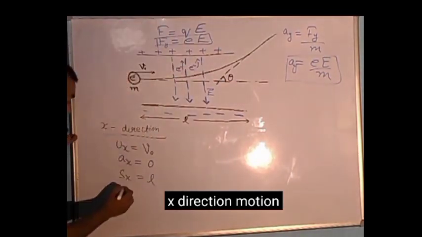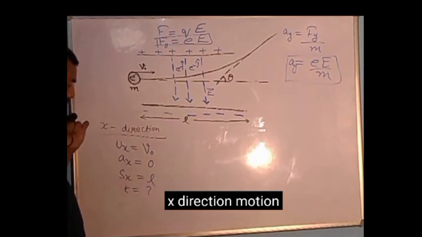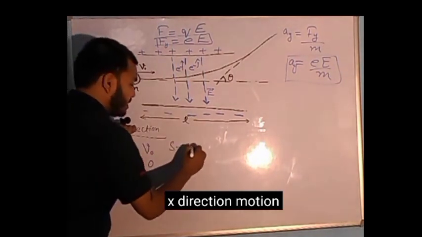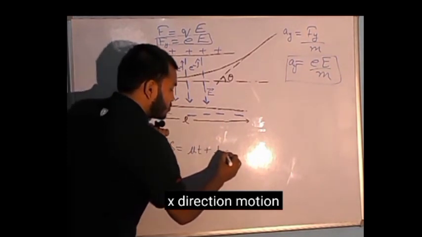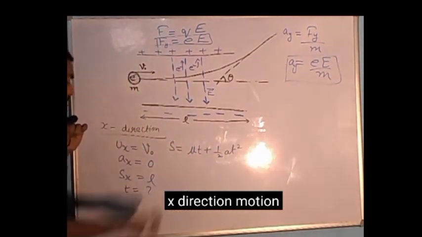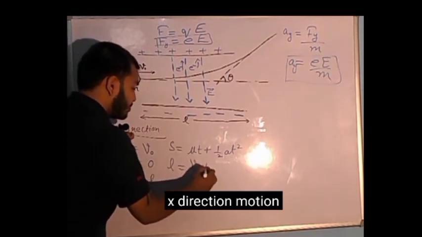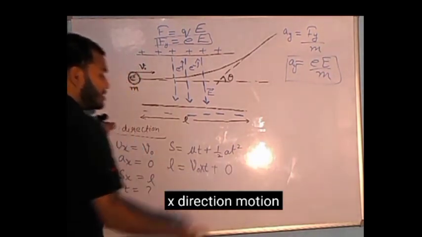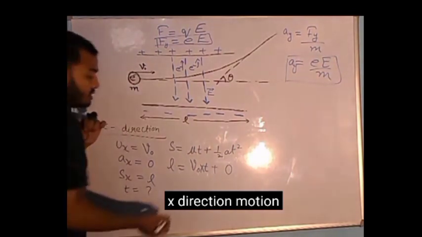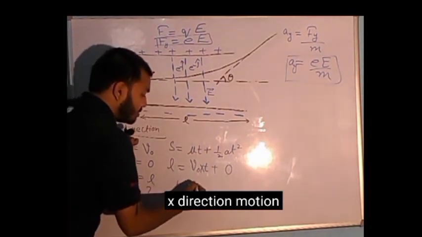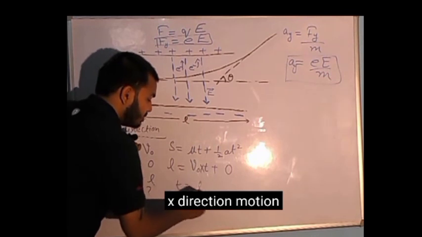Now we need to find the time. So what equation are we using? We are using S equals ut plus half at squared, class 9 physics, which you all must know. So in place of S I put L, in place of u I put v naught, and in place of t I put t. And this term will be 0 since the acceleration in the x direction is 0. So from here we get time equal to L divided by v naught.